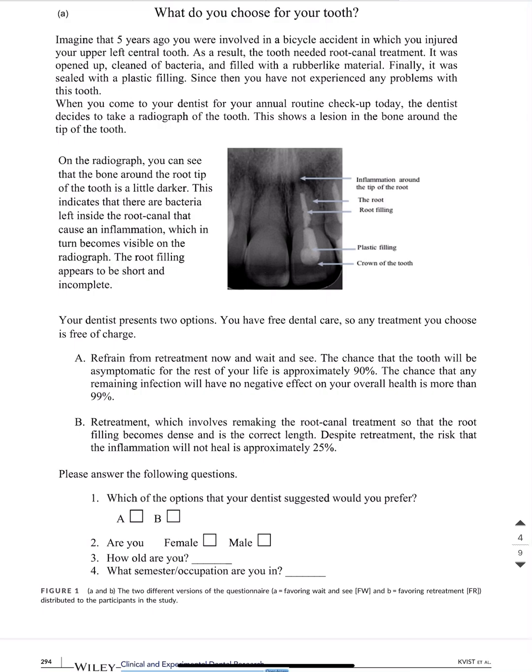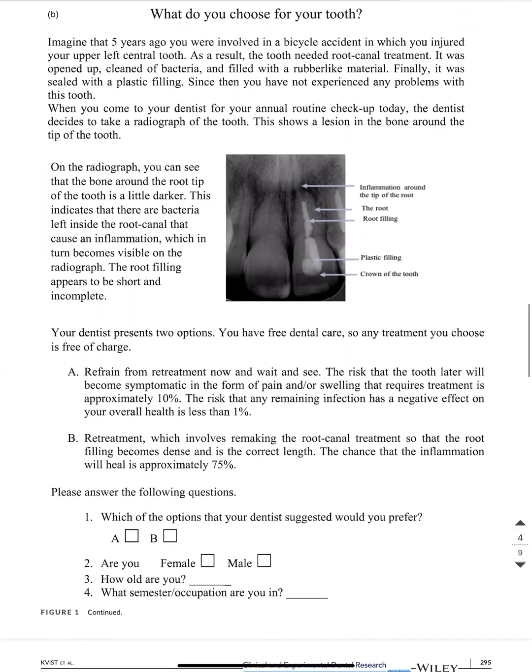Option A is to refrain from the retreatment now and wait and see, and the chance that the tooth will be asymptomatic for the rest of your life is approximately 90%, and the chance that the remaining infection will have no negative effect on your overall health is more than 99%. Or, option B, to retreat, which involves remaking the root canal treatment. Despite this retreatment, the risk that the inflammation will not heal is approximately 25%.